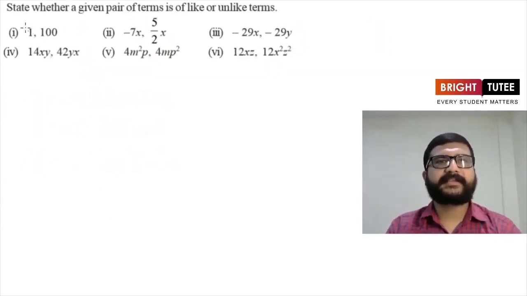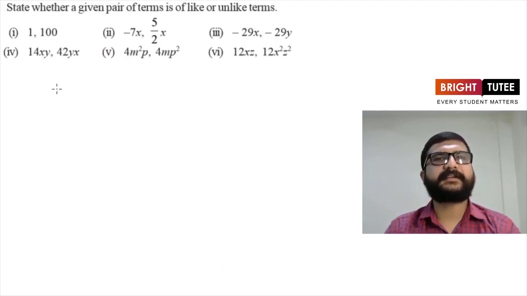Now here is the next question. The question is, state whether a given pair of terms is of like or unlike terms. So pairs are given to us, we have to tell whether the terms are like terms or unlike terms. Now here the first pair is 1 and 100.